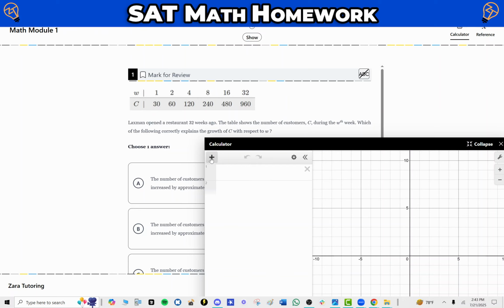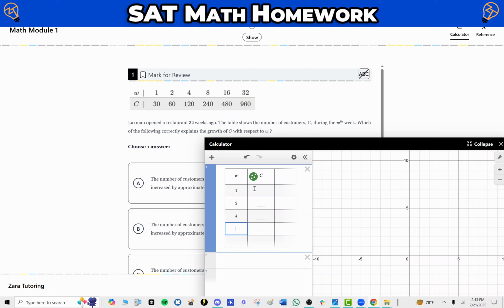So in Desmos, we're going to press plus, table, and we could even change this instead of x1 to w and change y1 to c, just to make it really easy on ourselves. We'll do 1, enter, 2, enter, 4, and we keep going here. And then we'll be able to quickly type these in as well, which is why it's so important for you to get used to just using Desmos over and over so that you're comfortable with the functionality.